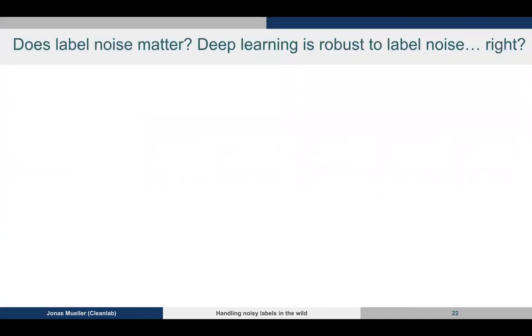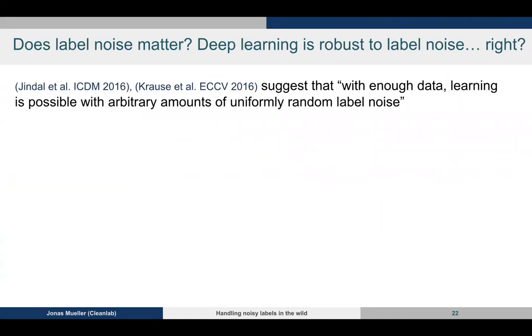So another natural question is, does this label noise even matter at all? People say deep learning is robust to noise to some degree, like stochastic gradient descent. There are all these theoretical papers.